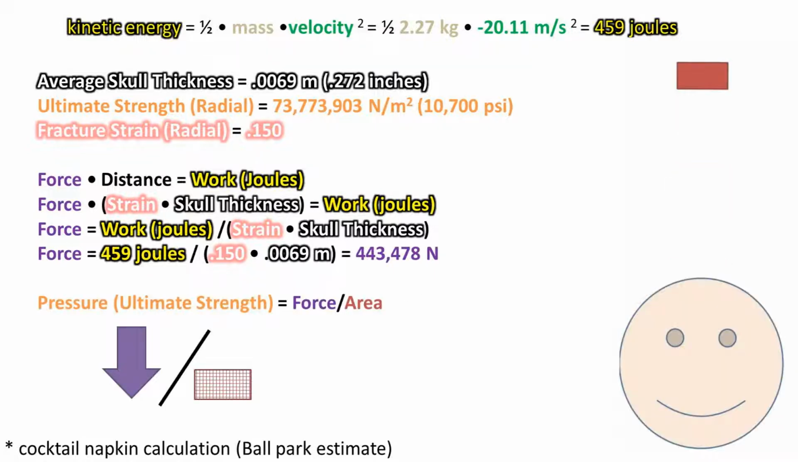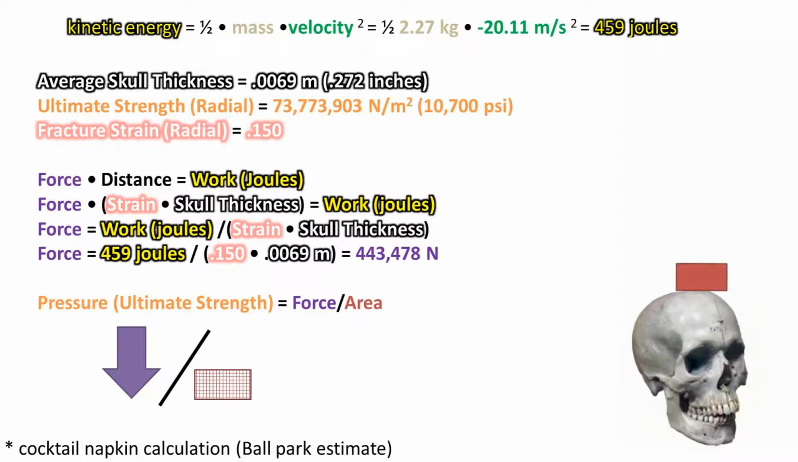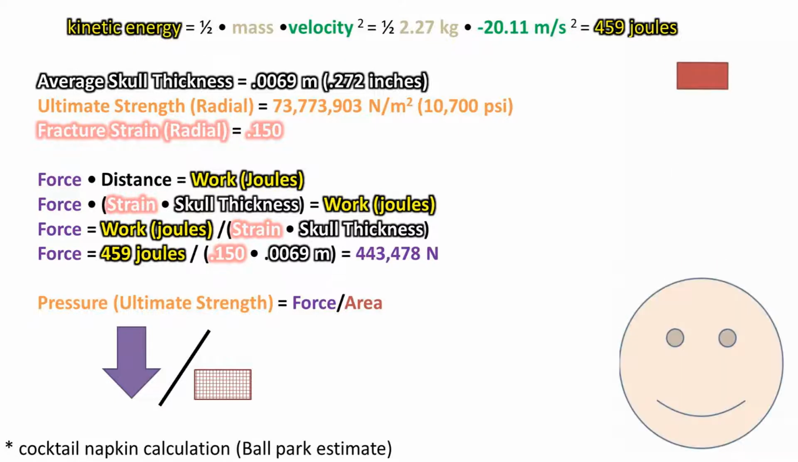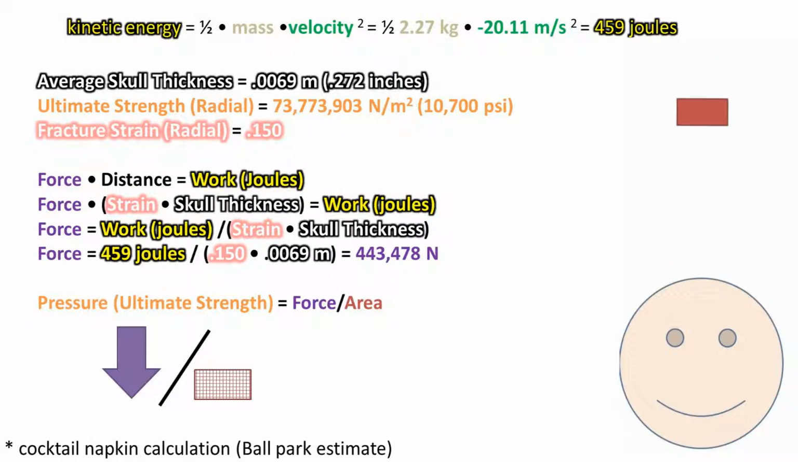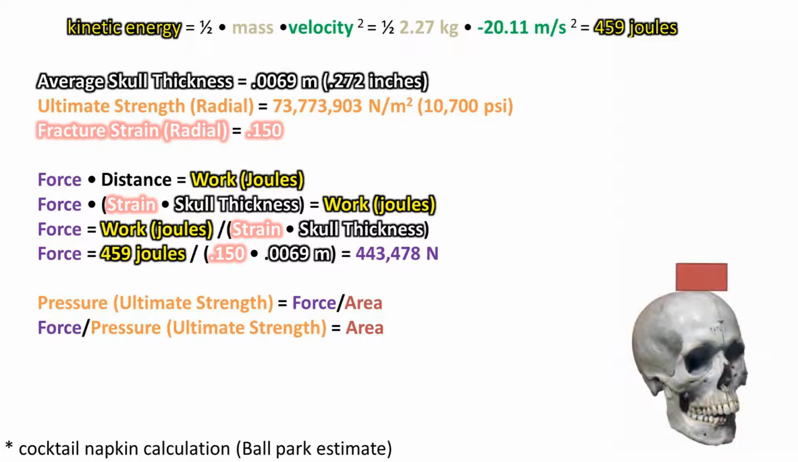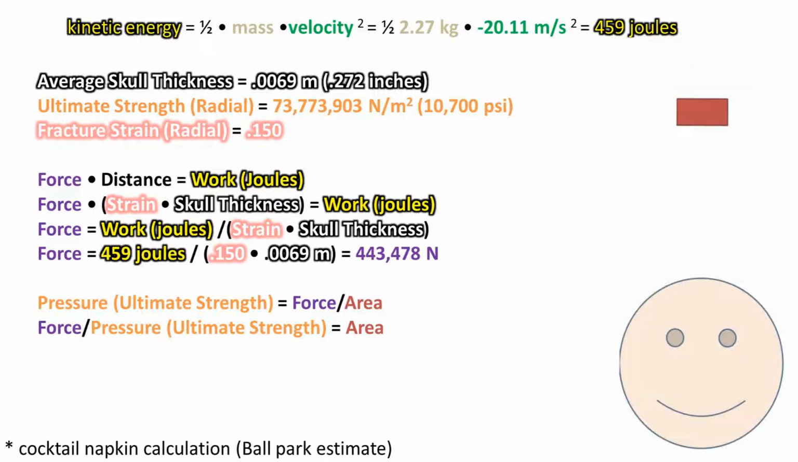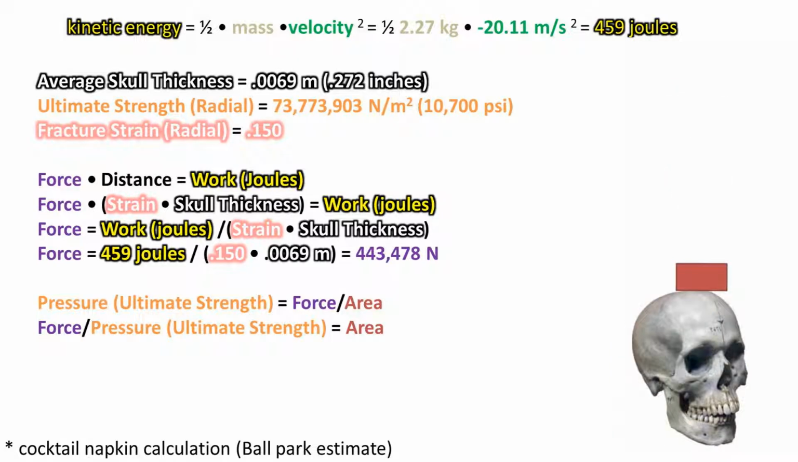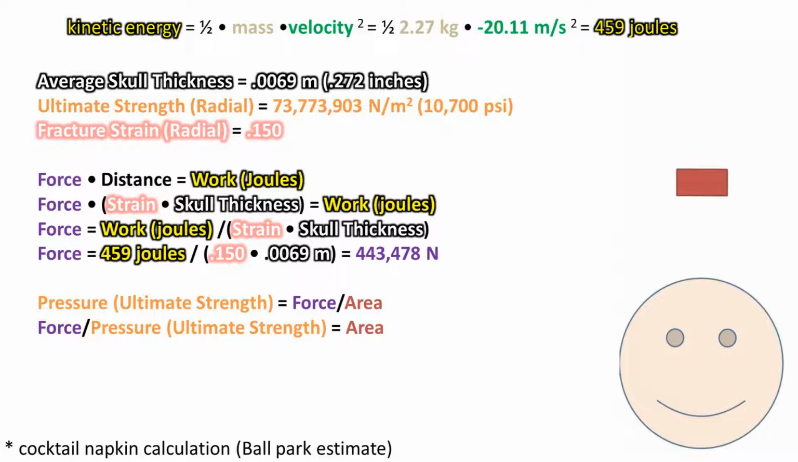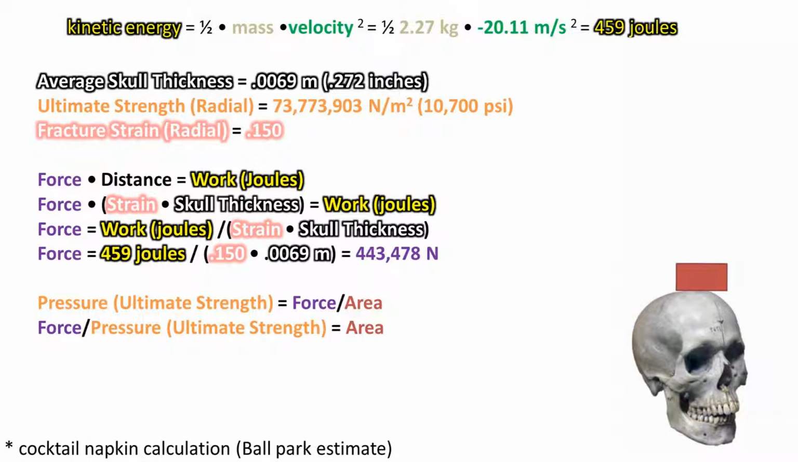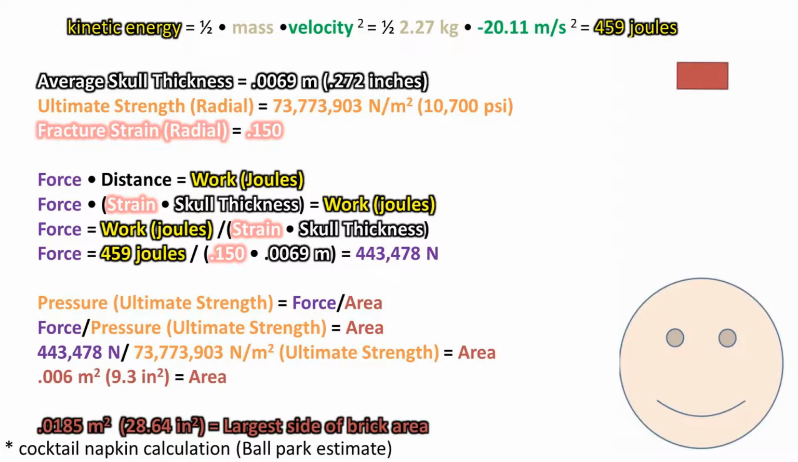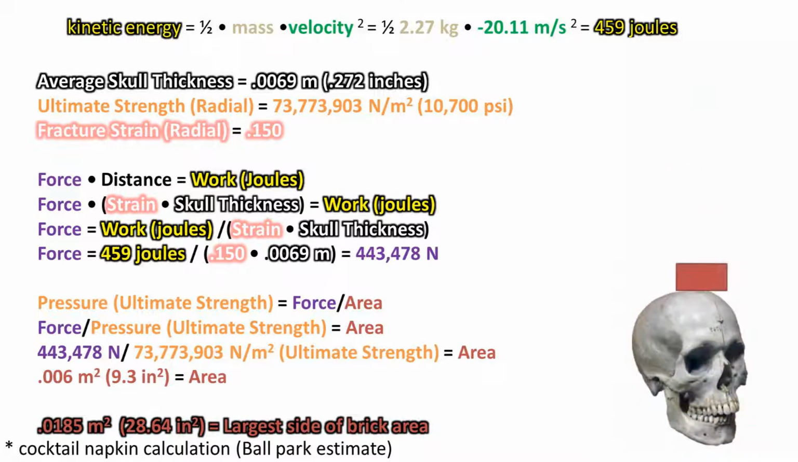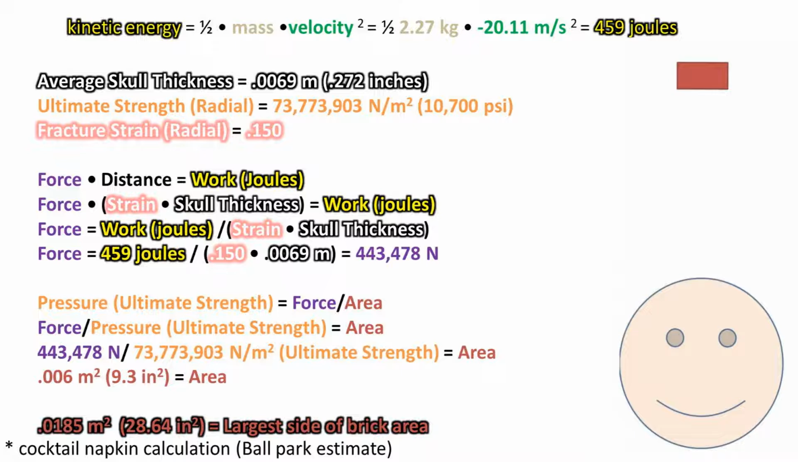Now recall that pressure, which is our ultimate stress, is equal to force over an area. Our area is the max area of the brick needed to fracture the skull. Rearranging this, we get the force divided by pressure being equal to the contact area of the brick needed to create enough pressure to fracture the skull. Any area less than this will create enough pressure to fracture the skull. We get an area of about 60 centimeters squared, or about 9.3 inches squared.